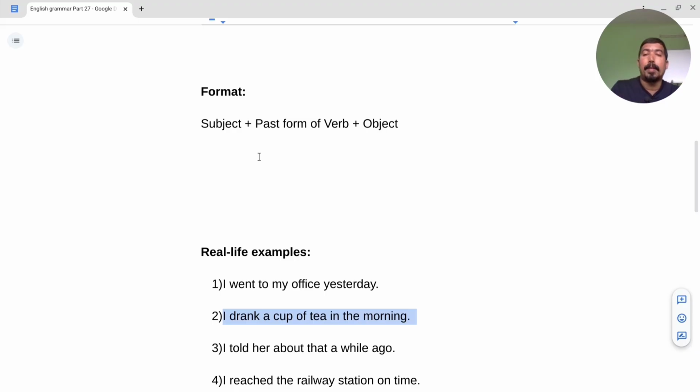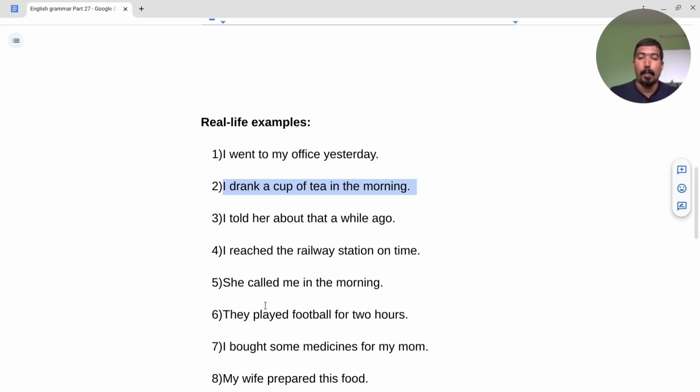So what is the difference between I drink tea and I drank tea? I drink tea in the morning means that's your habit. That's what you do every day. That's why we use the present form. I drink. I drank a cup of tea in the morning. That is something that you did this morning. Got it? That is a completed action. That is why we use the past form of verb. I is the subject. Drank is the past form of verb. I told her about that a while ago.